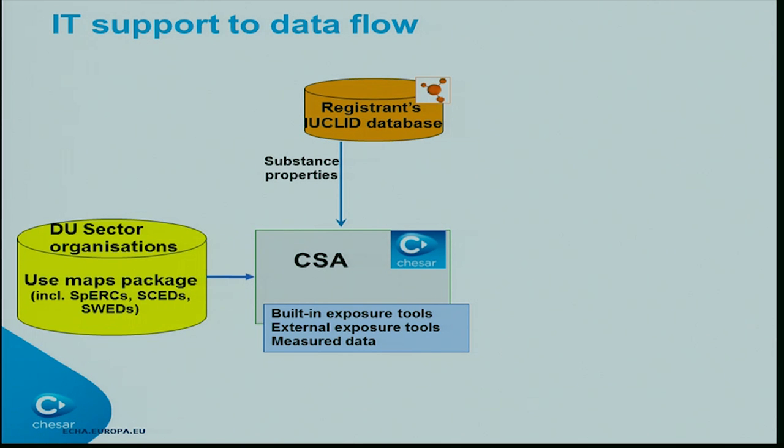And there's also the possibility to use measured data. So with this, it's possible to carry out the chemical safety assessment. Once the process is finished, the CSR is generated, and there is an automated export from Chesar to Euclid, so that the use description part, section 3.5 of Euclid, and an extract of the exposure assessment can be populated in Euclid. So with this, the registrant has all his data in his Euclid database for his registration.